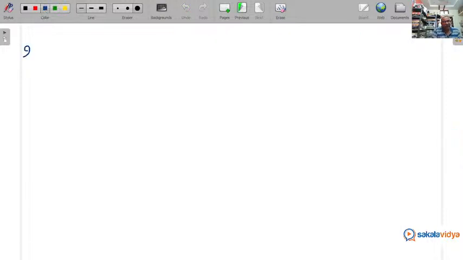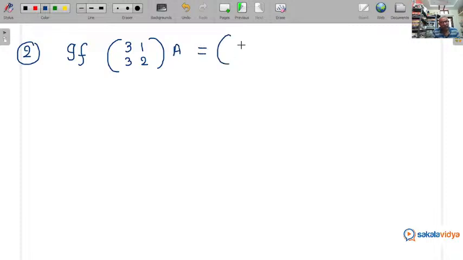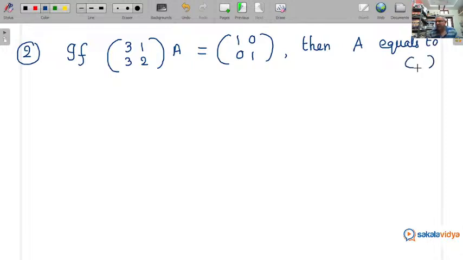Are you ready? Second question. If the matrix [3 1; 3 2] multiplied with A is equal to [1 0; 0 1], then the matrix A equals what? This is the question.